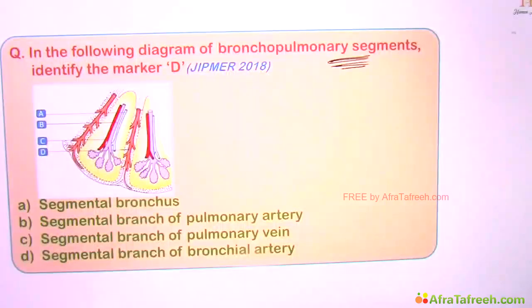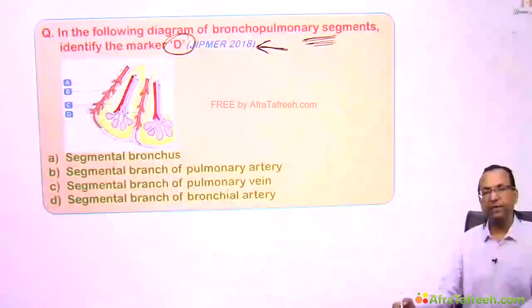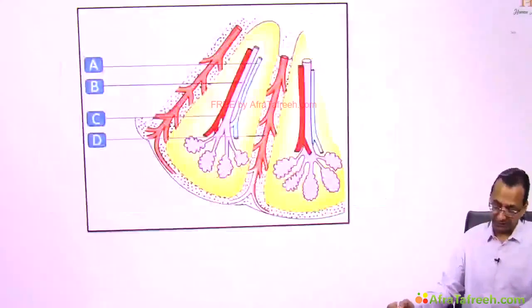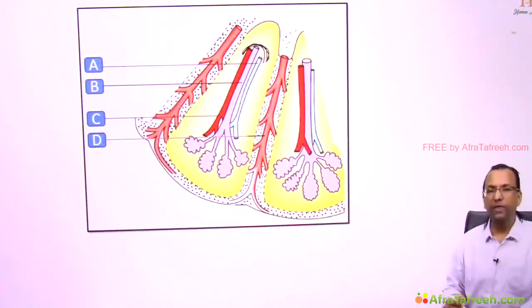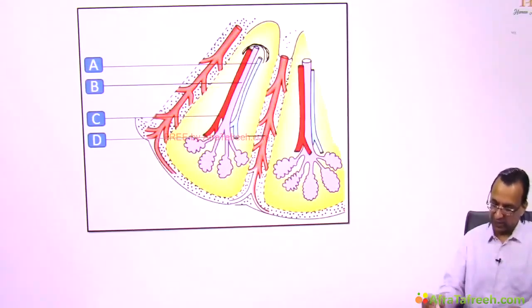So what about this question? This present year, year 2013, it has come. What is it asking? It is asking for marker D. Let us magnify the diagram. As you magnify the diagram, you want to see the D? Yes. I think there is some ABC here. ABC, which is going within the BPS. But D is at the margin. D is at the margin.